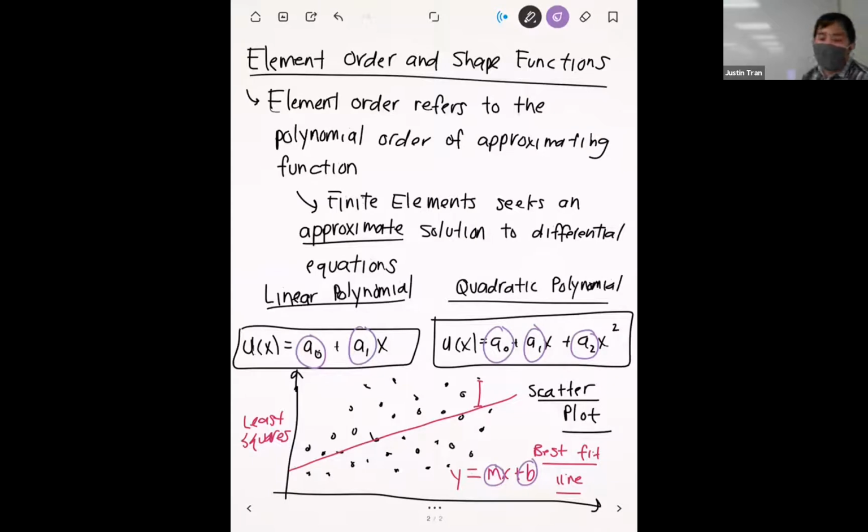Okay? And so one of the main differences that you'll see between linear and quadratic finite elements is that quadratic finite elements will always give you more nodes than linear finite elements. Even if the number of elements is exactly the same between a linear and a quadratic mesh, the number of nodes is going to be more in the quadratic one.